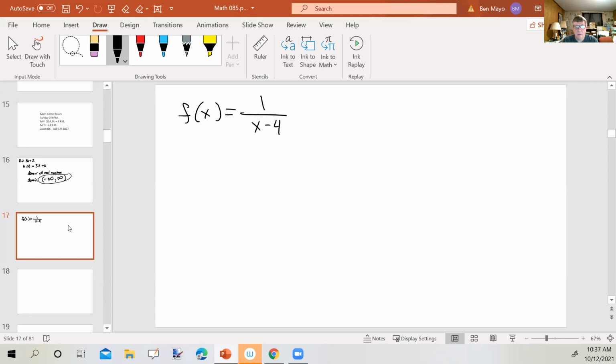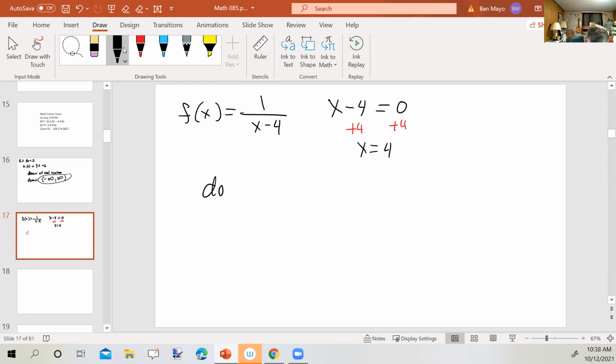Now recall, the thing we want to avoid is dividing by 0. So the question is, when would the denominator of this fraction be 0? Well, let's take the denominator, set it equal to 0, and then solve it. Let's see. If we added 4 to both sides, we would have x equals 4. So when x is 4, the denominator is 0, and the function is undefined. So x equals 4 is the bad guy. That's the one we want to kick out.